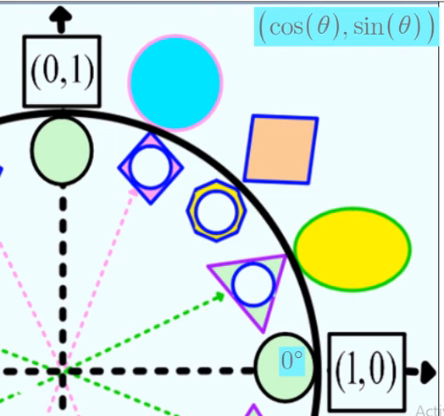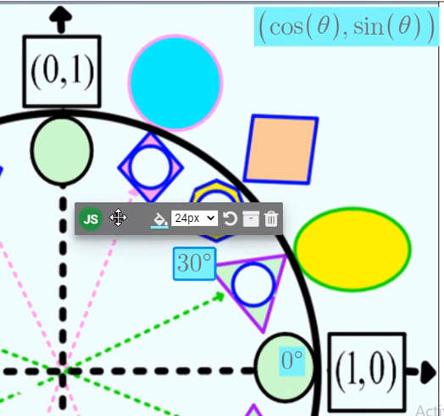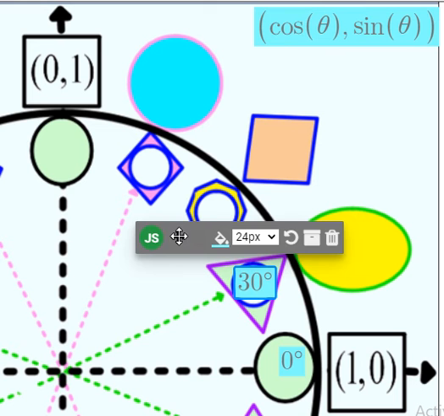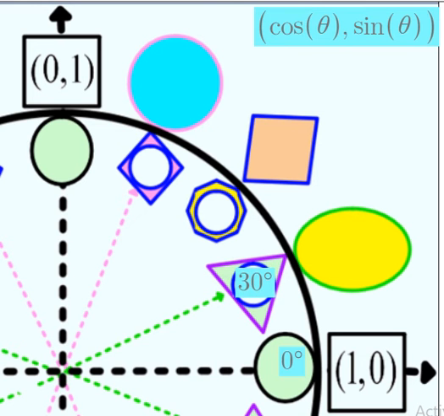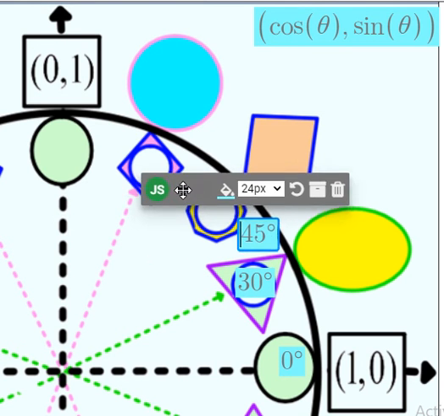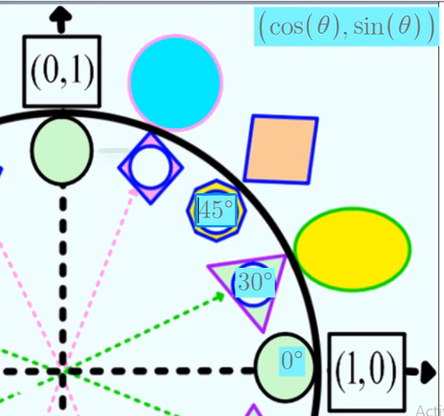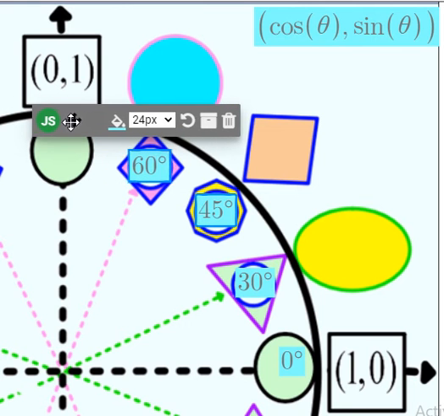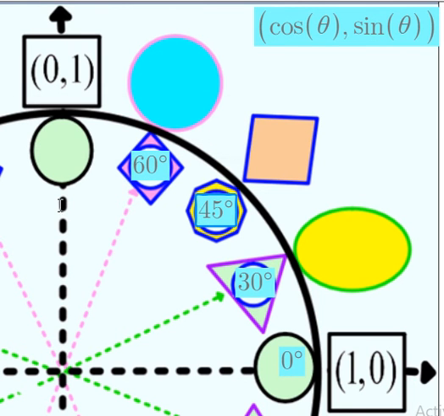The next one we need is 30 degrees. The next one is 45 degrees. Then we have 60 degrees. And finally, straight up is 90 degrees.